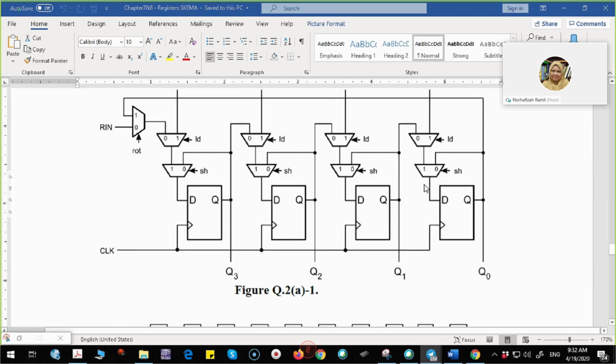Look at this one, load and shift. So I think for this type of circuit, it's better to show the functional table. The functional table is like you have the control inputs. You have load. Okay. Wait.